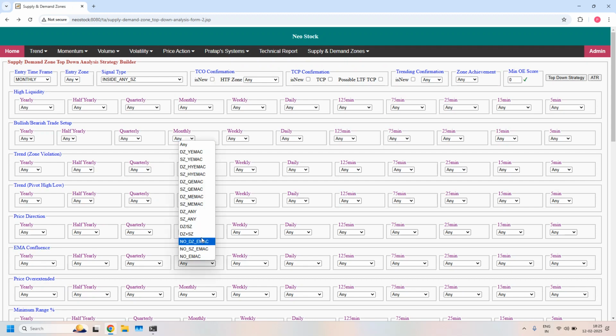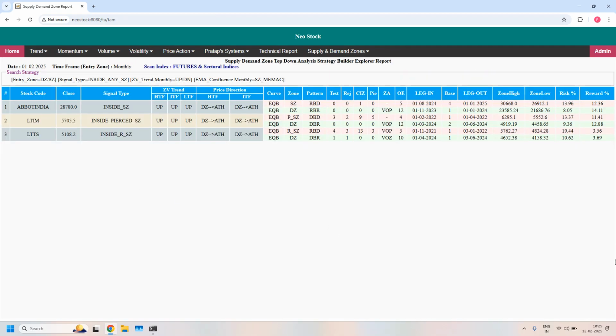So monthly time frame, I am setting the monthly EMA filter, and trend on the monthly time frame either up or down. We got 3 stocks. These 3 monthly supply zones are having monthly EMA confluence, and a couple of monthly supply zones are pierced supply zones.